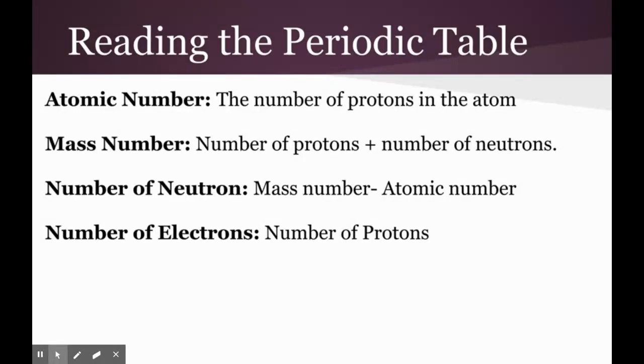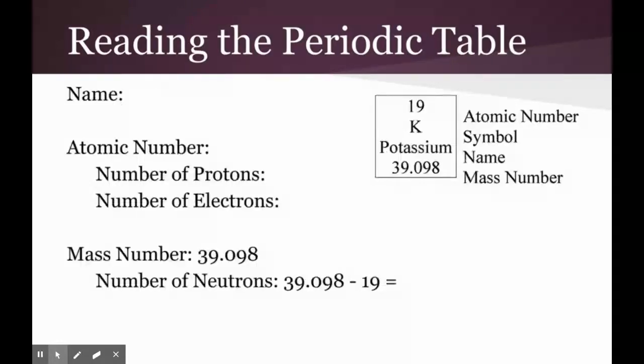To find the number of neutrons in an atom, you're going to take the mass number and subtract the atomic number. And when we're dealing with neutral atoms, the number of electrons is going to be equal to the number of protons. Okay, so now we're going to use the potassium element tile from the periodic table to find all of the information that we just talked about.